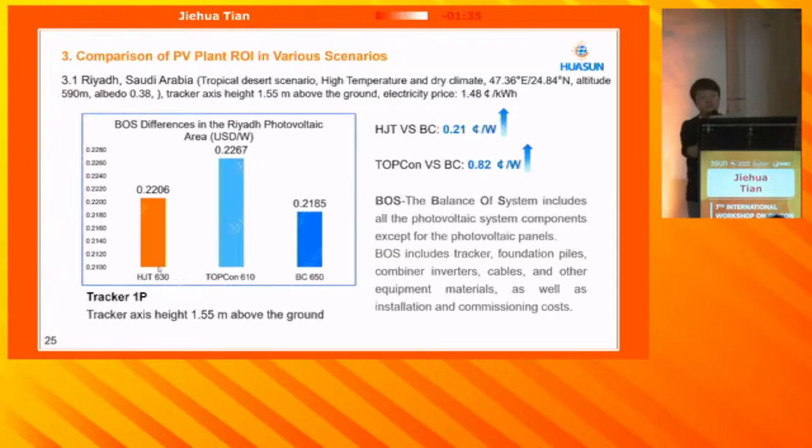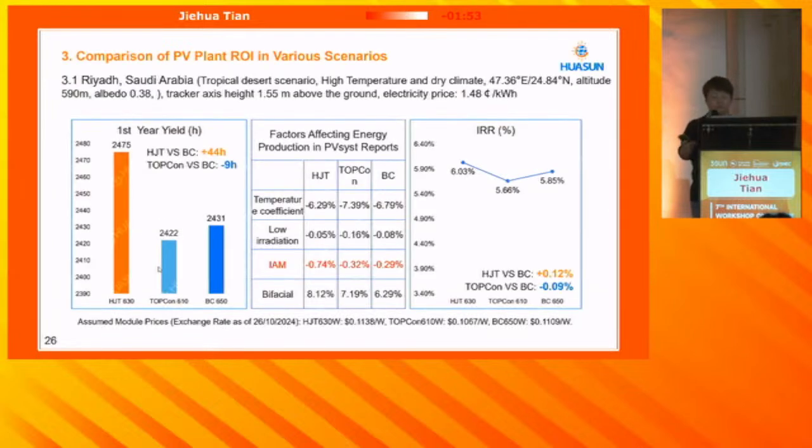The figures show both of the plants compared to BC. HJT costs 0.21 cents more per watt, 0.82 cents for TOPCon. Both HJT and TOPCon have no advantage here. Compared to BC, HJT generates 44 more hours in the first year, and TOPCon has only 9 fewer hours.